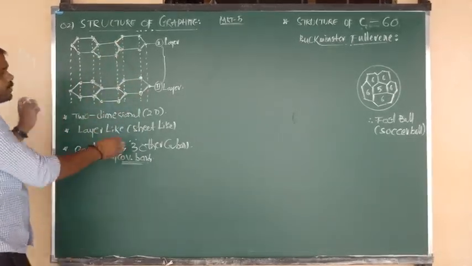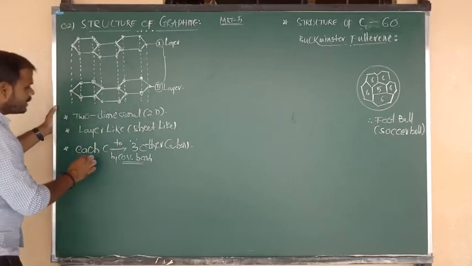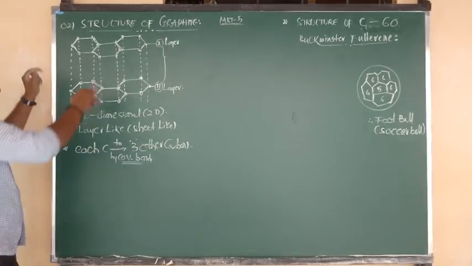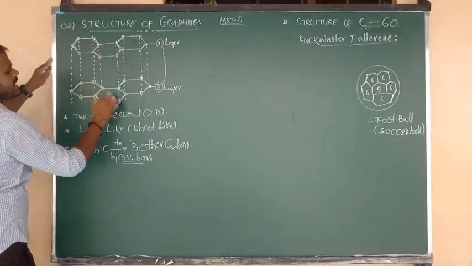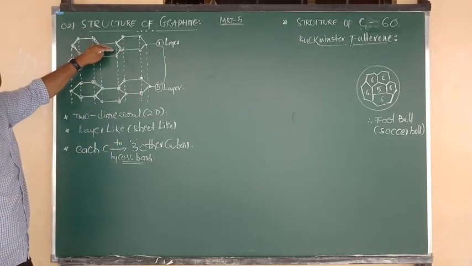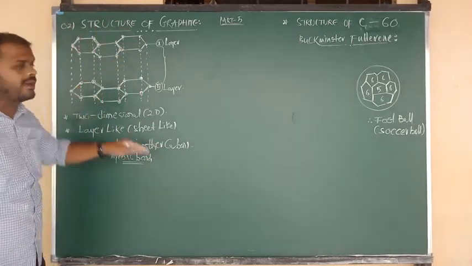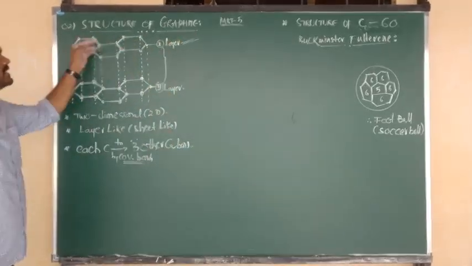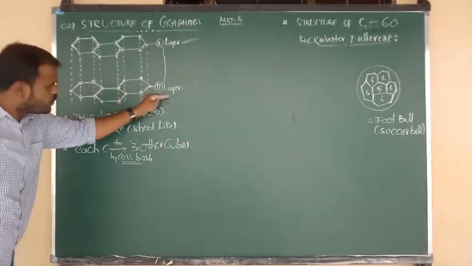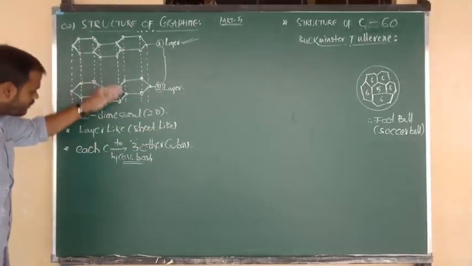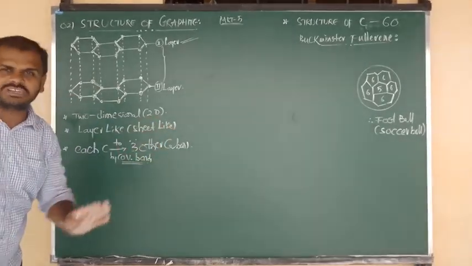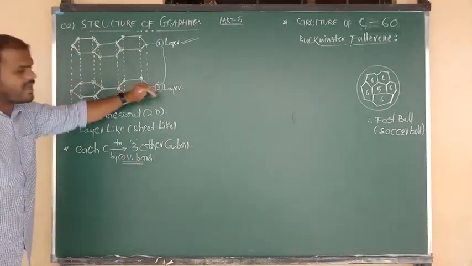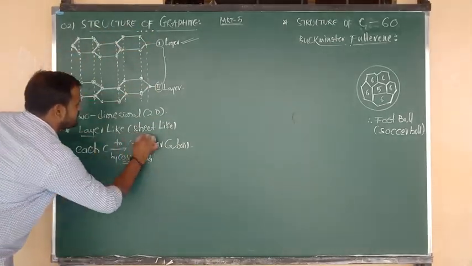Once again I am going to tell you, each carbon is connected to surrounding three carbons by covalent bonds, and finally the structure looks like hexagonal rings. By the combination of a number of hexagonal rings, we get layer 1, also called sheet 1, and this is layer 2, also sheet 2, and layer 3, also sheet 3. That's why I am saying graphite has a layer-like structure, and also a sheet-like structure.